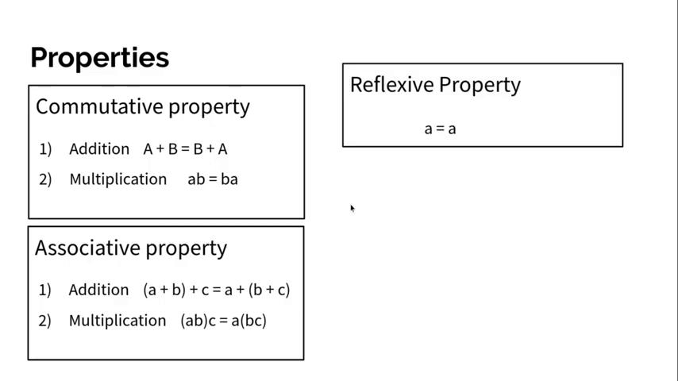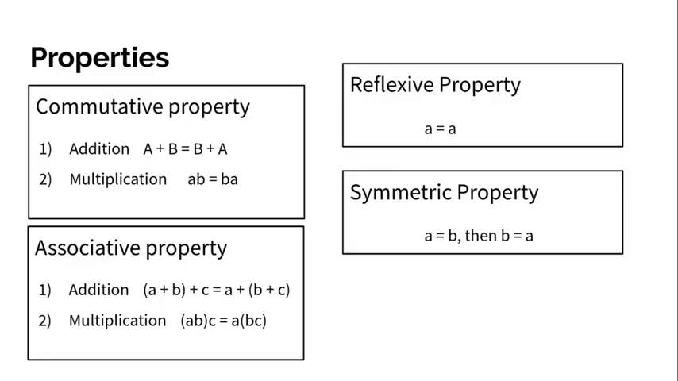Then we have the reflexive property, and that property just states the obvious, which is that each number is equal to itself. Then we have the symmetric property, which tells us that it doesn't matter which order I put things in. The x can be here and the number there, or the number here and the x there. But we usually put the x on the left side. x equals 5 is the same thing as 5 equals x. It's just a matter of preference.